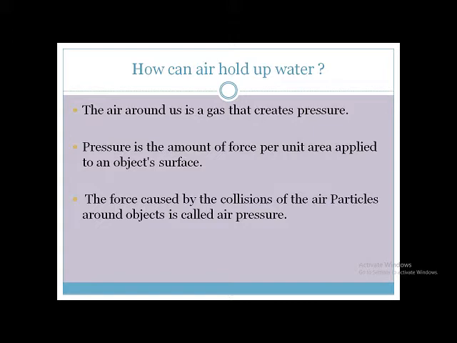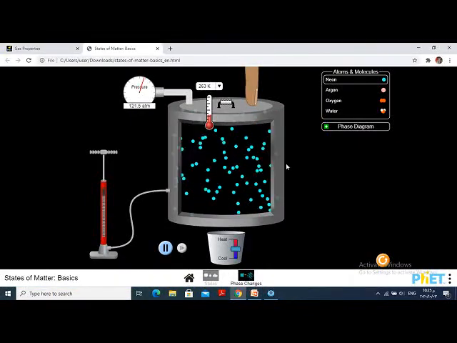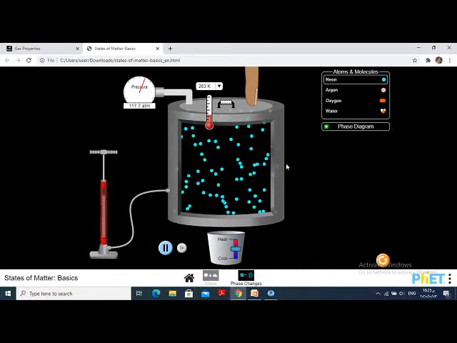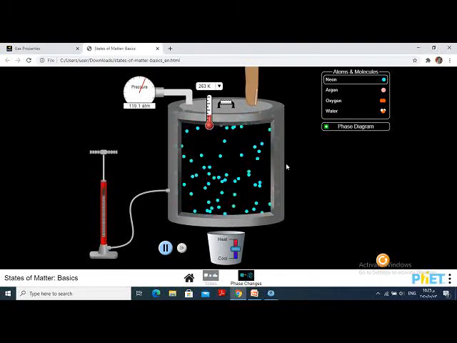Pressure is an amount of force applied on a specific area, or an object's surface. We should understand the meaning of air pressure, and you can understand all that here. So again we will go back here. I will use this simulation just for the pressure definition.